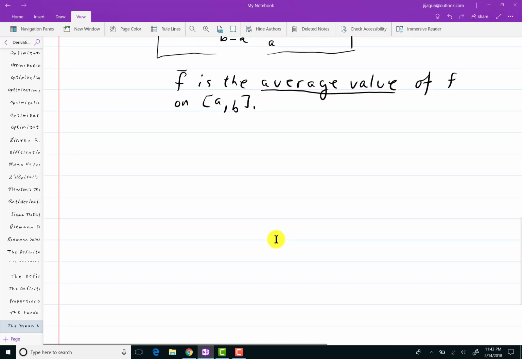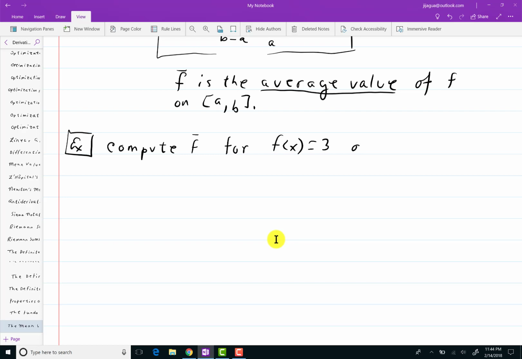So let's just do a few examples. Compute f bar for f of x equals 3 on the interval [-7, 5]. So you could probably guess, since it's always 3, the average should be 3. Let's see if it works out that way.